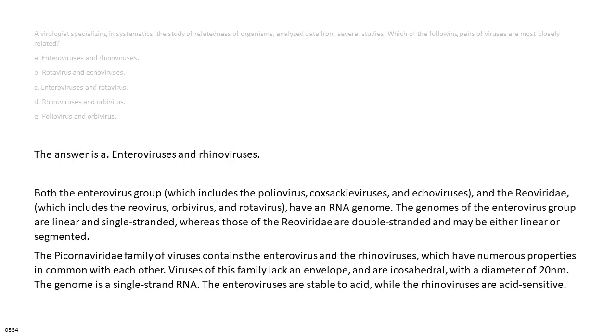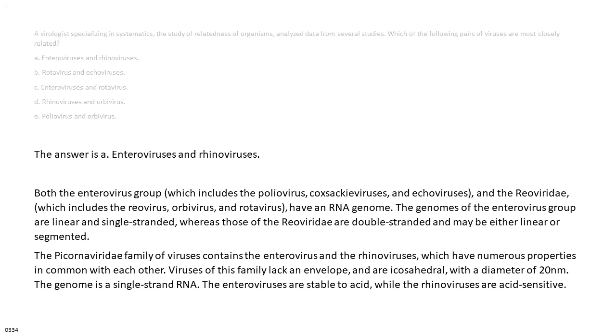The answer is A. Enteroviruses and rhinoviruses. Both the enterovirus group, which includes the poliovirus, Coxsackie viruses, and echoviruses, and the Reoviridae, which includes the reovirus, orbivirus, and rotavirus, have an RNA genome. The genomes of the enterovirus group are linear and single-stranded, whereas those of the Reoviridae are double-stranded and may be either linear or segmented.